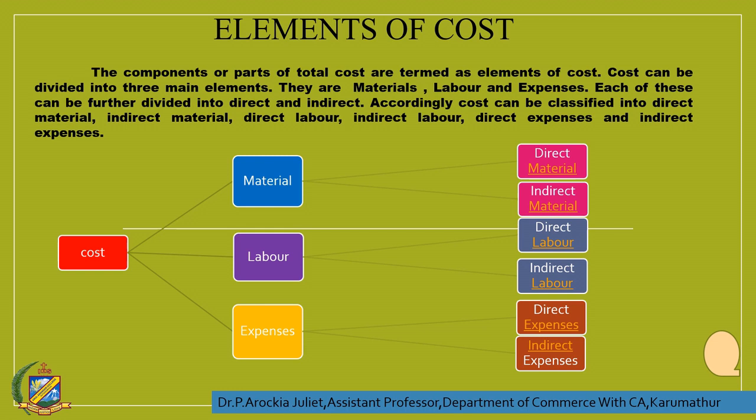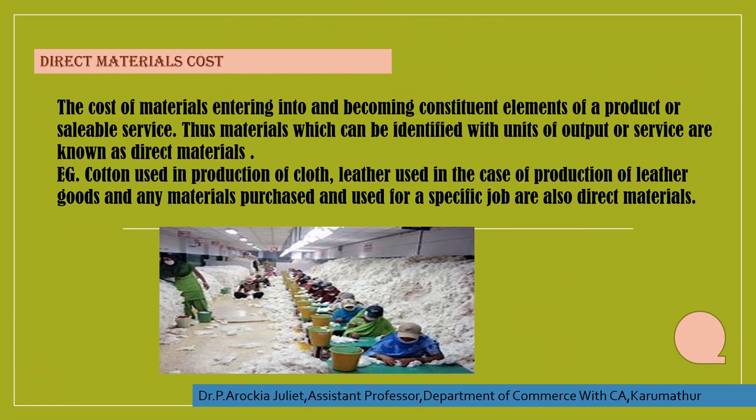Let's learn direct material. Direct material cost: this kind of expenditure shares a major amount of cost. It becomes a constituent element of a product or saleable services. Material cost that can be identified with units of output or services is known as direct material. For example, cotton used in production of cloth.